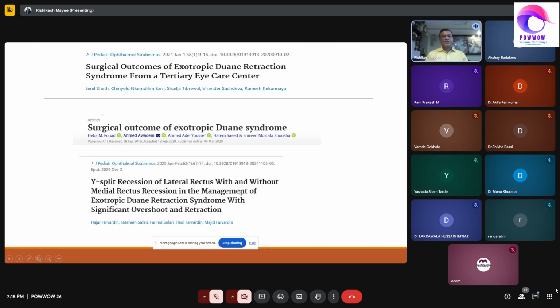However, there is one recent article which has mentioned that if downshoot or globe retraction is the primary concern, then medial rectus recession can be added in addition to Y-split recession of the lateral rectus. But if the primary concern is globe retraction and not the face turn.